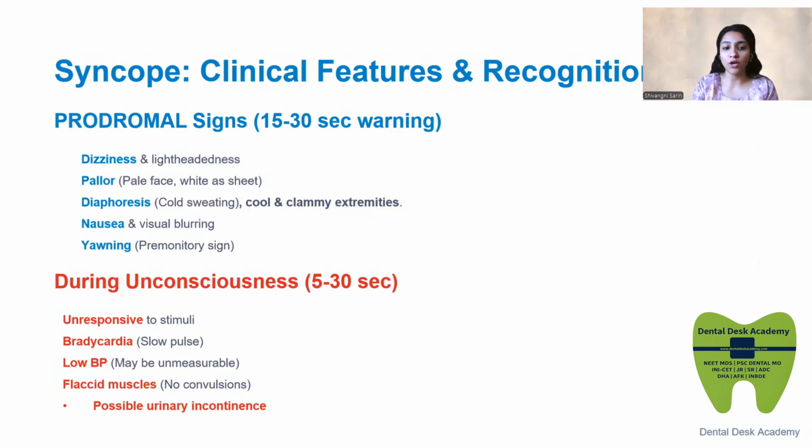which is transient loss of consciousness. So, what are the clinical features? How can you recognize it? Initially, when the patient is in a lot of stress, there will be some prodromal signs. The patient will start feeling lightheaded. He will feel dizzy. There will be pallor. The face will become very pale. Because peripheral pooling is going to occur, there will be cool, clammy extremities. There will be diaphoresis.